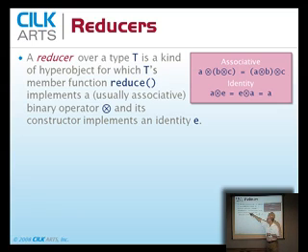Could be multiplication with the identity 1. It could be maximum, with the identity minus infinity. There are a variety of different ways that you can interpret what this is. And the important thing is that T has to have a reduce function that implements that operator.